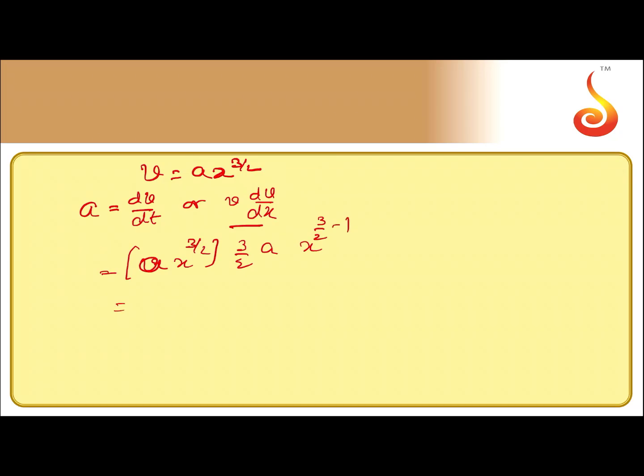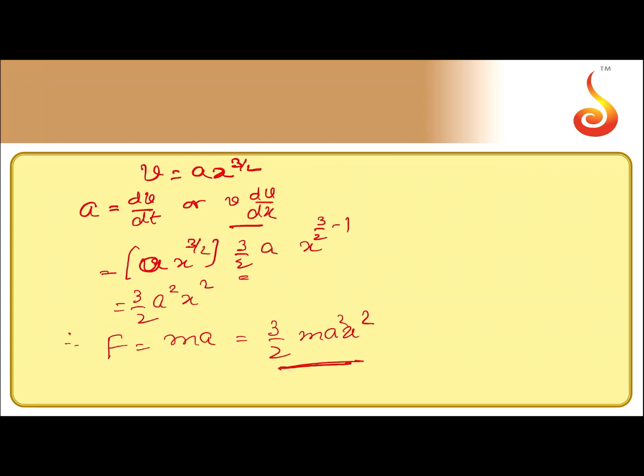So 3/2 a into x^(3/2 - 1). That's right. So I have 3/2 a squared, and then x^(3/2 - 1) is x^(1/2), times x^(1/2) plus 3/2, x^(4/2), or simply x squared. So 3/2 a squared x squared, that is the acceleration. And therefore force is mass into acceleration, that is 3/2 m a squared x squared.